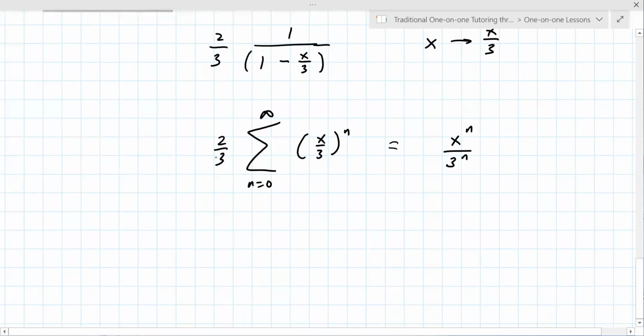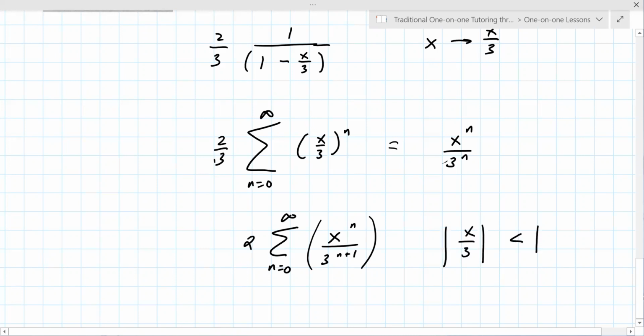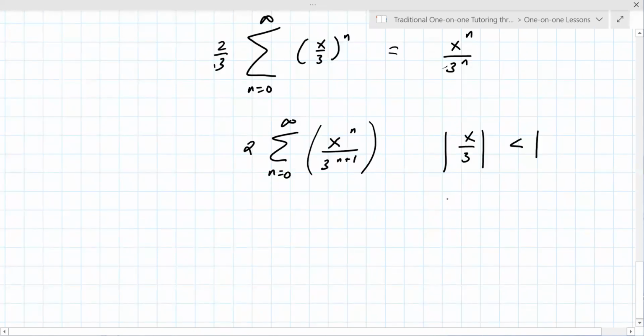Do you see how there's a 3 on the bottom here? That can multiply in. So this is probably how I would present it if I were a student: x to the n over 3 to the n plus 1, because the bases are the same, you add the exponents. Then again, you take this x/3, put it in absolute value less than 1. You don't really need to show work, but this is the work you would show if you really wanted to.